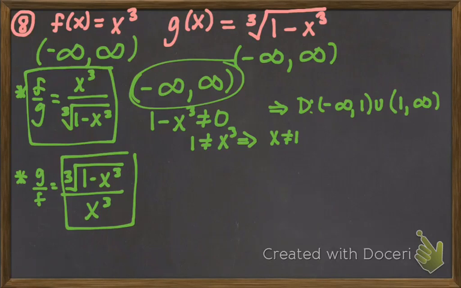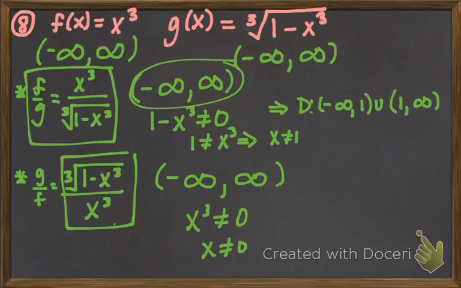And then I'm going to find my domain, which starts as all real numbers. But again, I have to look at the denominator, and in this case we have x cubed in the denominator, and we know that it cannot be 0, which means that x cannot be 0. So we exclude 0 from the domain of this one. So our domain is negative infinity to 0 union 0 to infinity. And we have completed number 8.